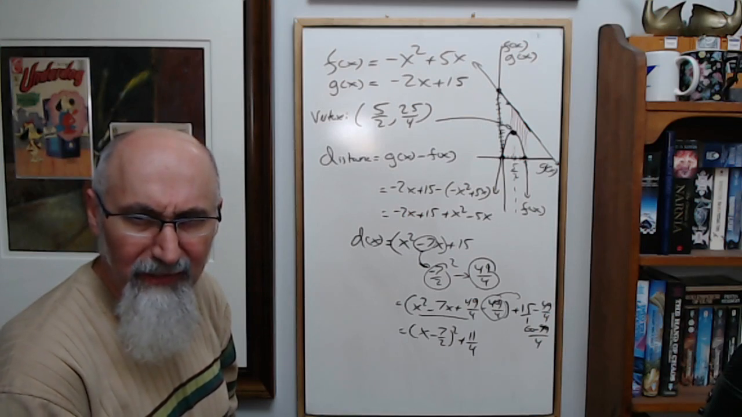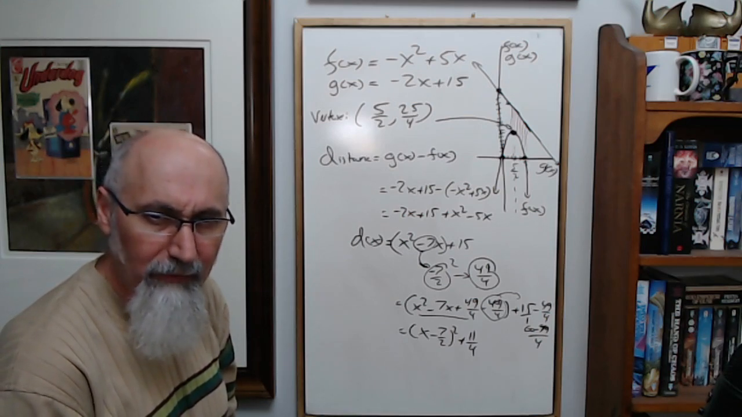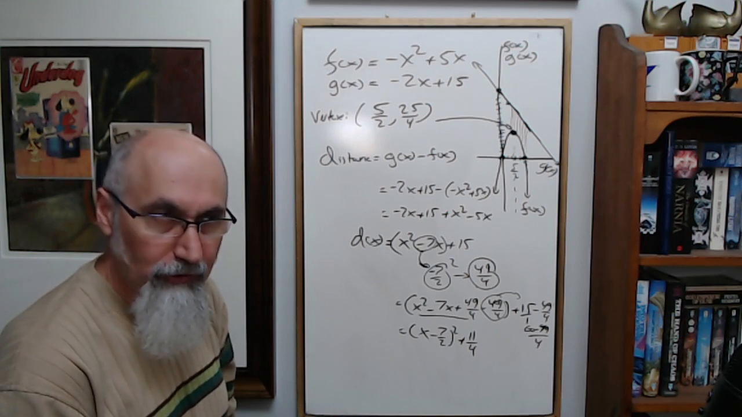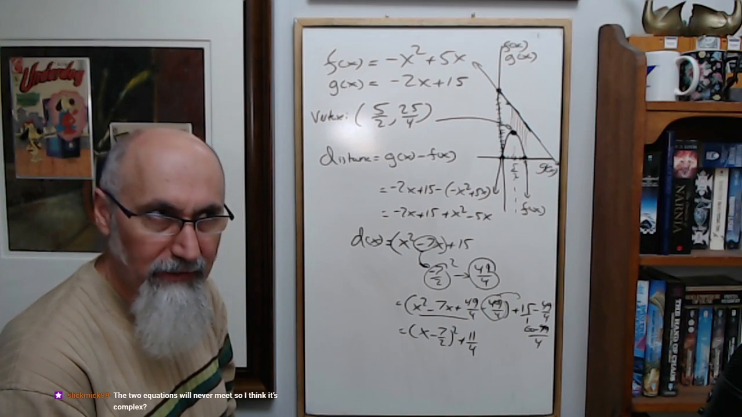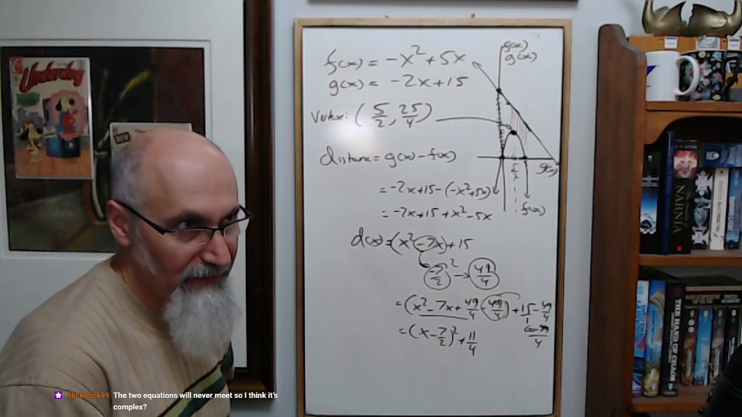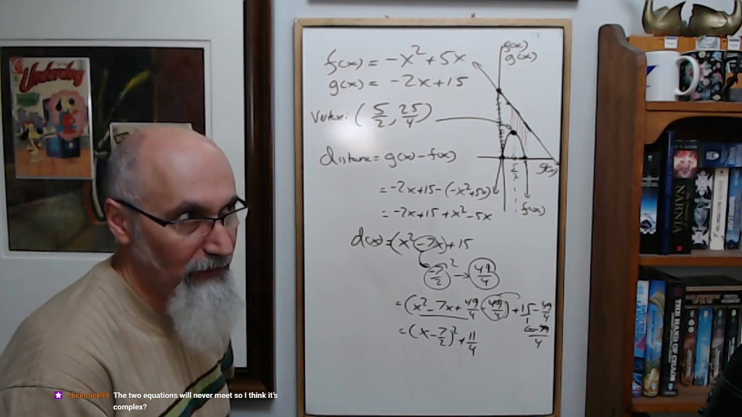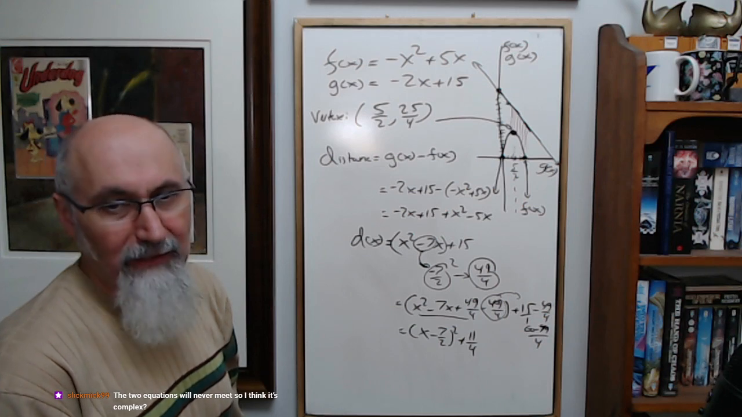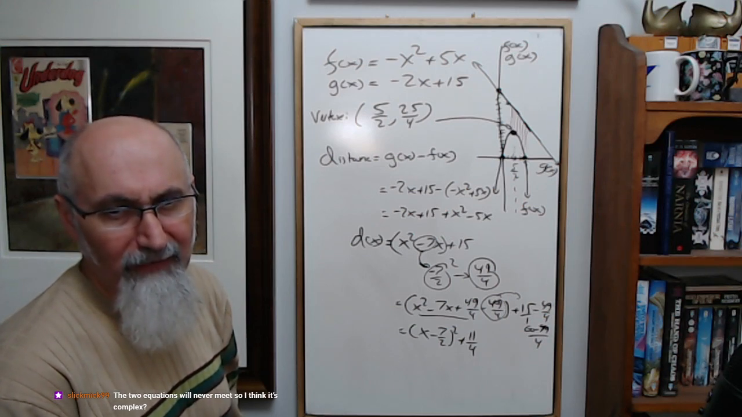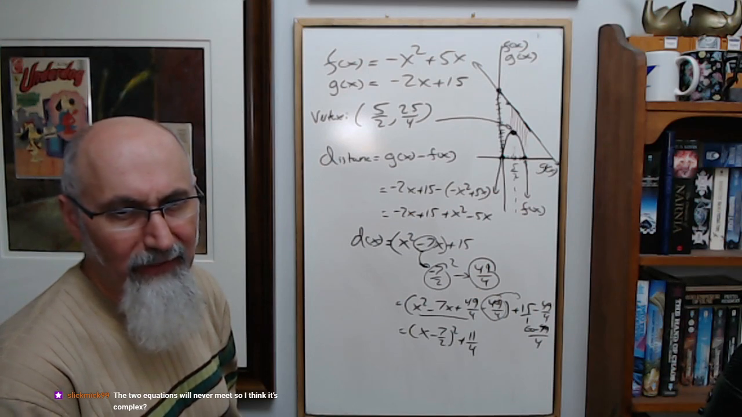Also, it's just a displacement in the y direction. The vertex is going to stay at the same x value for any constant. Let me think about that. Is that correct? The two equations will never meet, so I think it's complex.